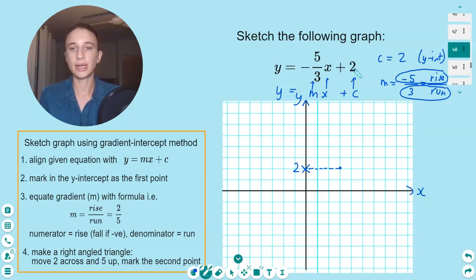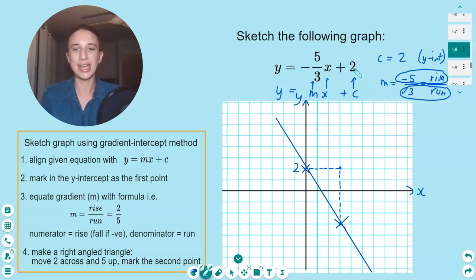Let's form the rest of our right angle triangle. So I've used up the run. Now I'm looking at that numerator. Rising negative 5 actually means falling 5 units from that dot. So falling 5 units, 1 unit, 2 units, 3 units, 4 units, 5 units. Put a dot. And then that's actually your second point. You've used your gradient to find that second point, which is great. And again, I haven't drawn it through the line, but you get the picture, right?